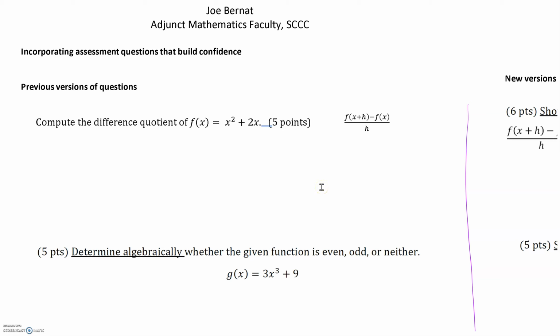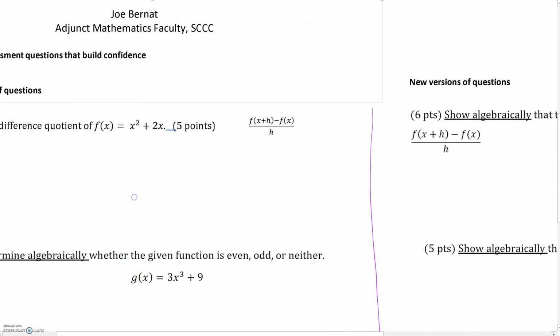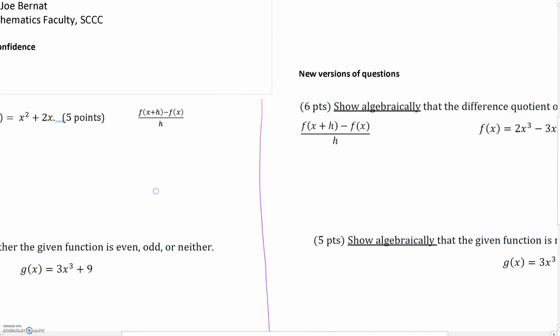And then I'd have the majority of the students hand in a blank paper because they just didn't know how to do it, didn't know how to start it, or didn't know whether or not they were doing it correct, and didn't put in the full effort because of their lack of confidence. So in this example I would ask the students to compute the difference quotient, and then I give them what the difference quotient formula is.